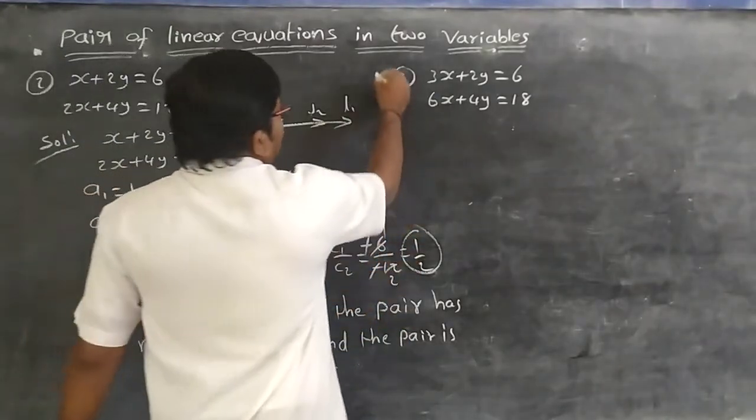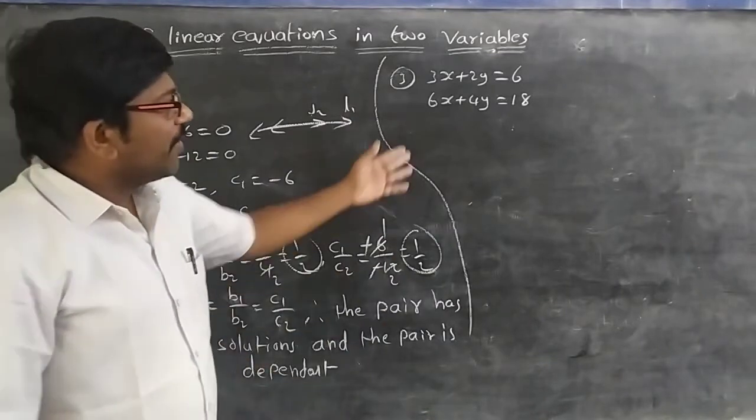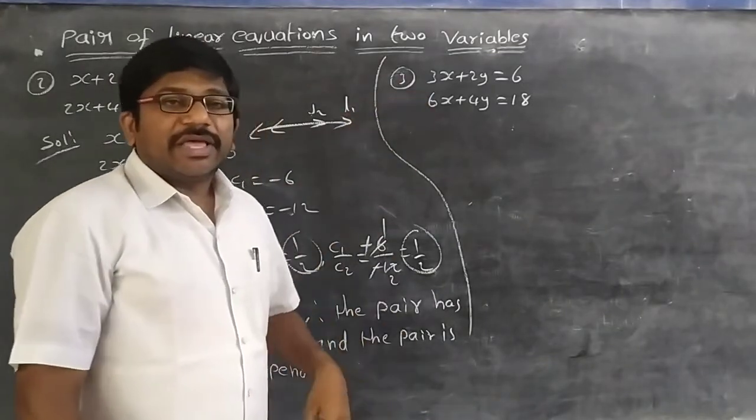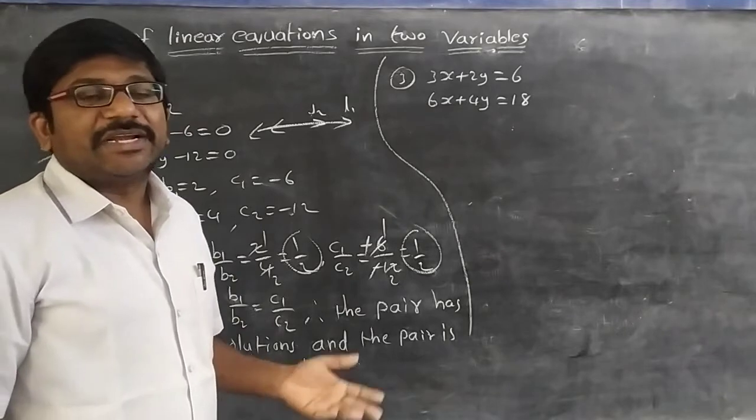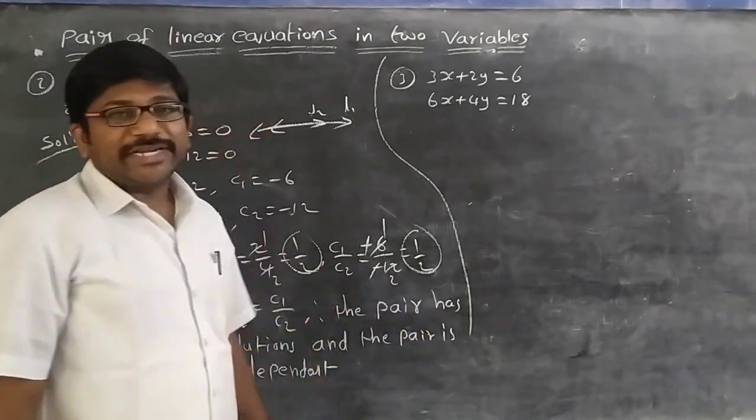So it is your homework, right? Do it yourself. So the pair is either consistent or inconsistent or dependent. You only check. Do like this, right?